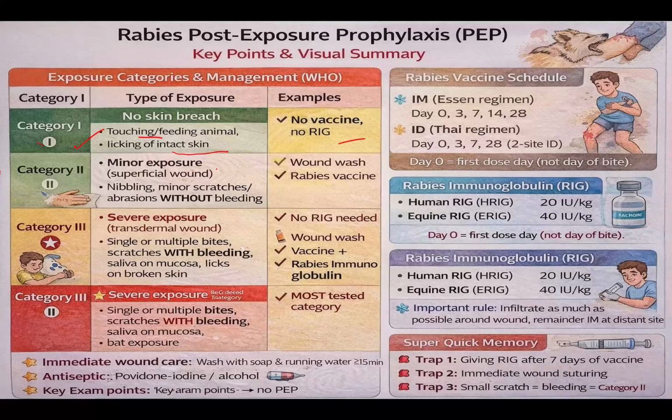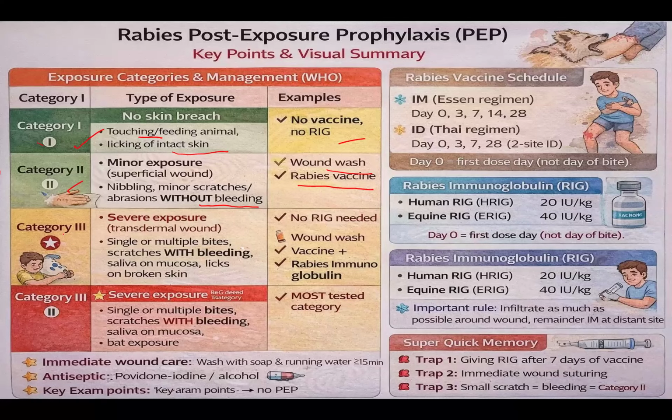Category 2 is a minor exposure. That is the cat or the dog simply scratching you very gently without bleeding. The main part you should remember here is without bleeding. Here you will give the rabies vaccine and wash the wound. Always remember in rabies, however big the wound is, never do dressing and packing of the wound. Always wash it with soap and running water for 10 to 15 minutes and keep the wound open. Keeping the wound closed is going to cause the rabies virus to enter the nerve endings and progress to the disease.